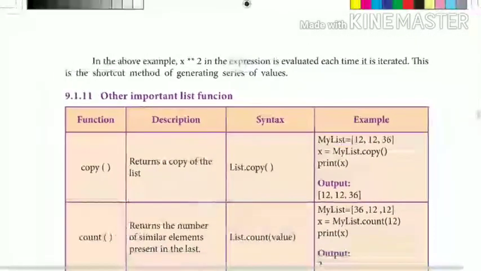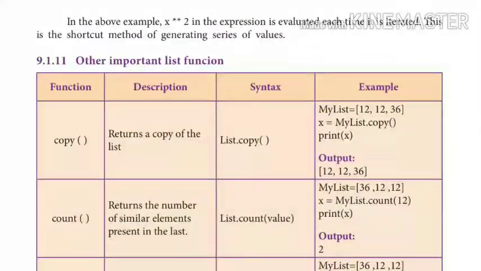Next are other important list functions. The first one is copy, which returns a copy of the list. This is the syntax: list dot copy is the function. There is an example here. My list is a list variable. Here they are copying my list to x by using the syntax x is equal to my list dot copy. Now they are printing the x list, and the output is the same as my list.